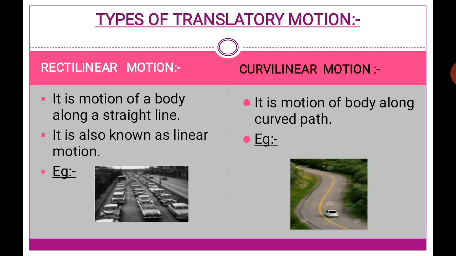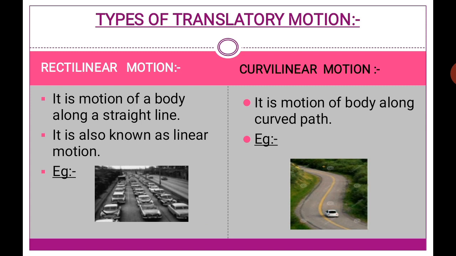So now we will see what is rectilinear and curvilinear motion. First we will see rectilinear motion. It is the motion of a body along a straight line. When any object moves in a straight line, then the object is said to follow rectilinear motion. Rectilinear motion is also known as linear motion. For example, you can see all the cars are moving in a straight road. So this is an example of rectilinear motion.